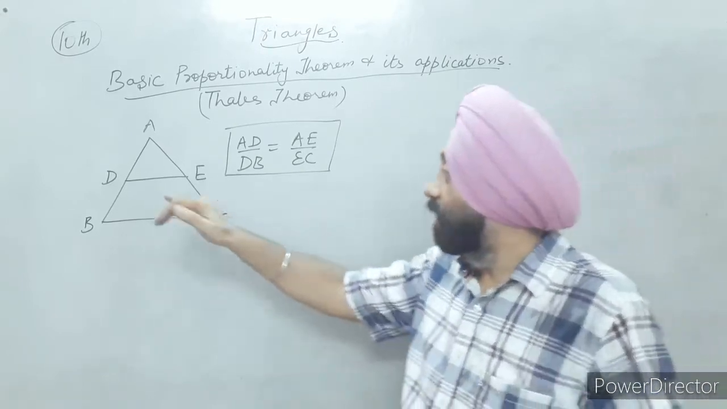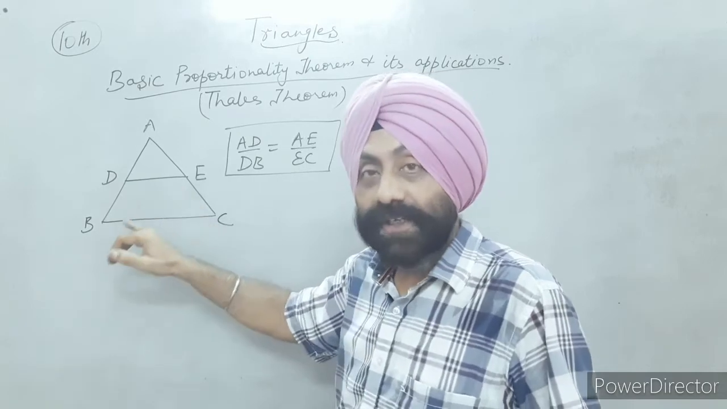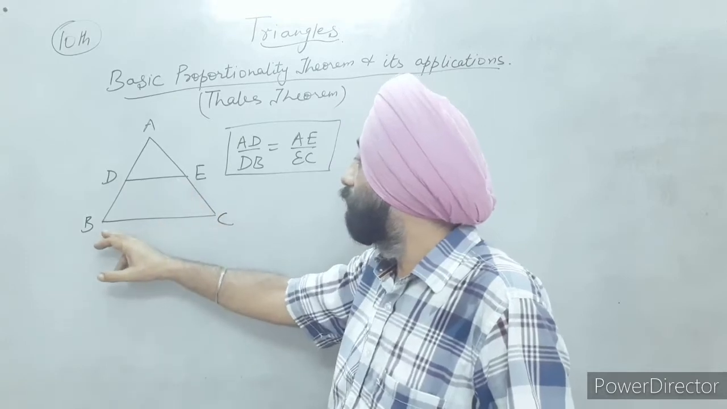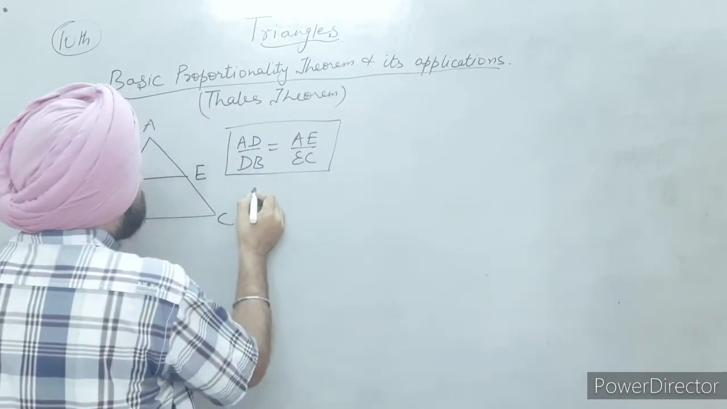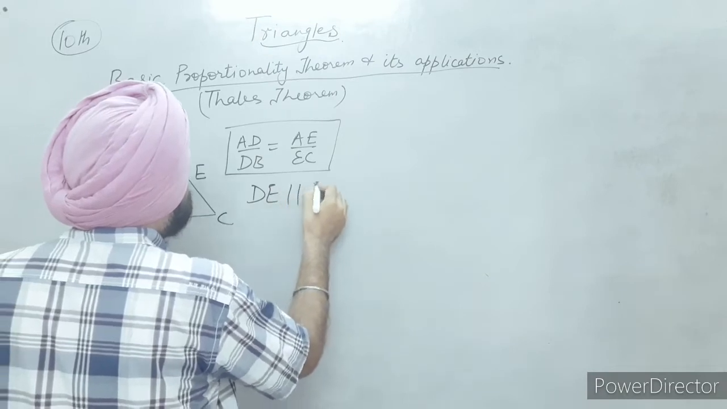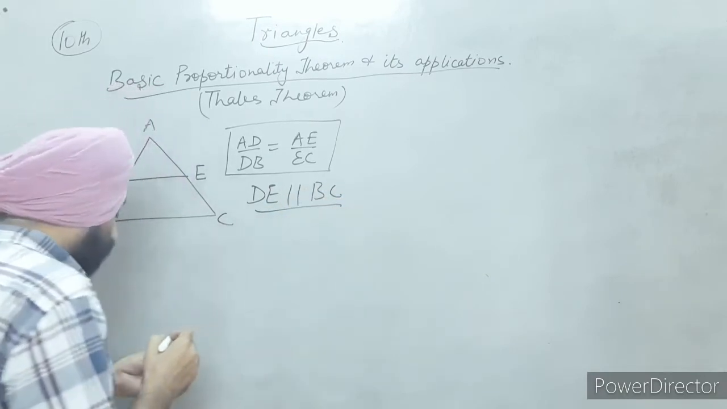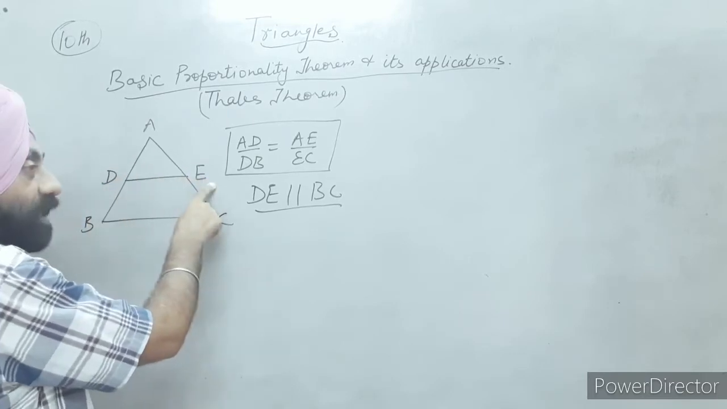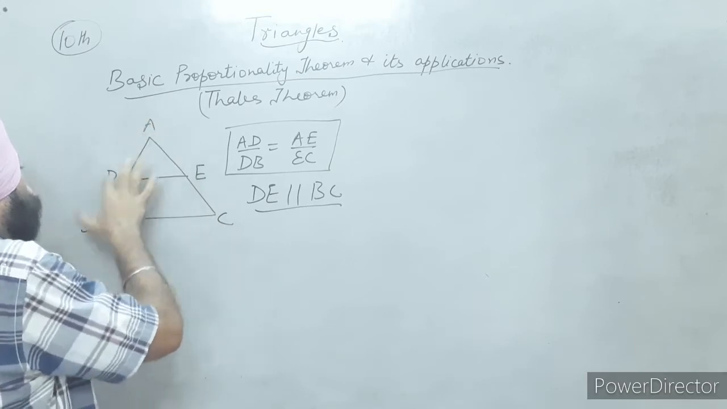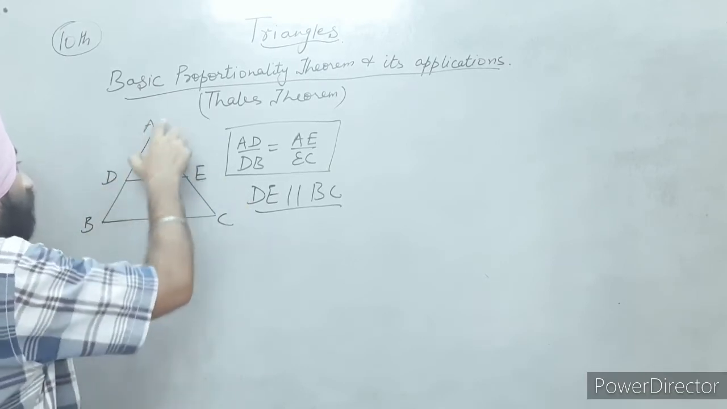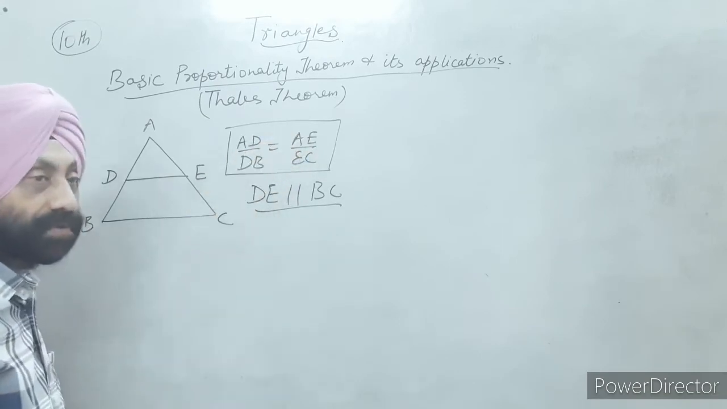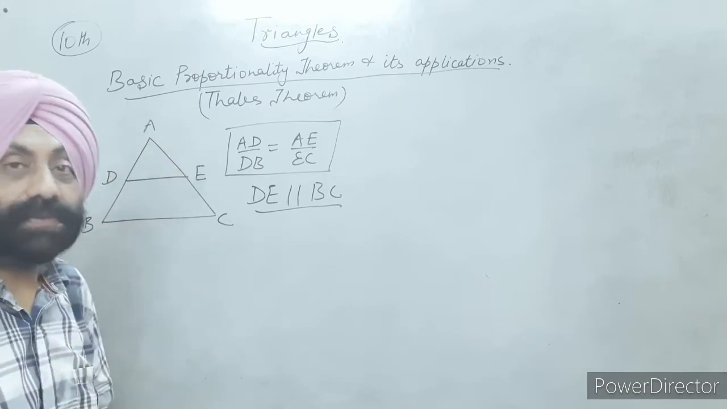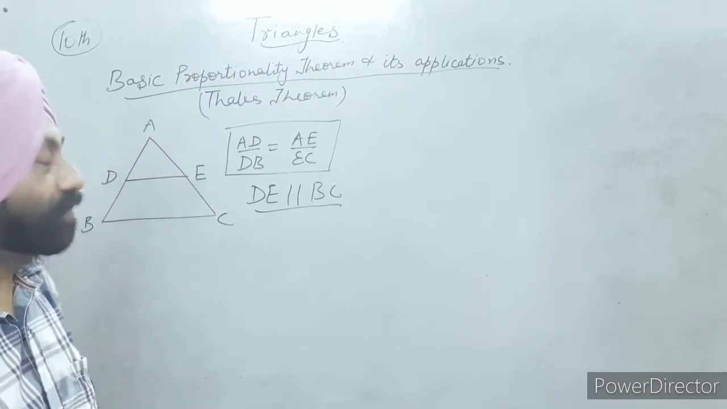I again repeat, if we draw a line parallel to any one of the sides of the triangle, in our case DE is drawn parallel to BC, it's given to us, then intersecting the other two sides in two distinct points, then these two sides AB and AC are divided into the same ratio, that is AD upon DB is equal to AE upon EC. This is the statement of the basic proportionality theorem.